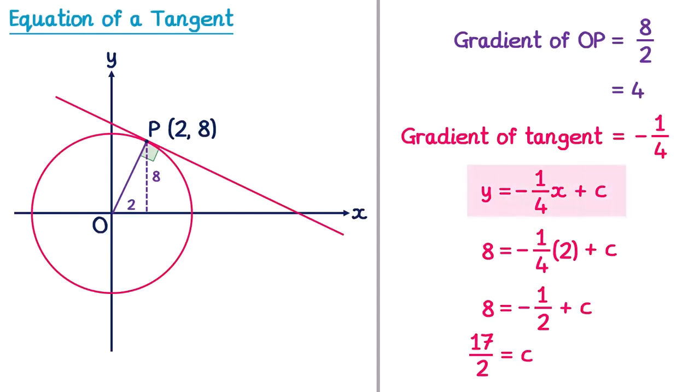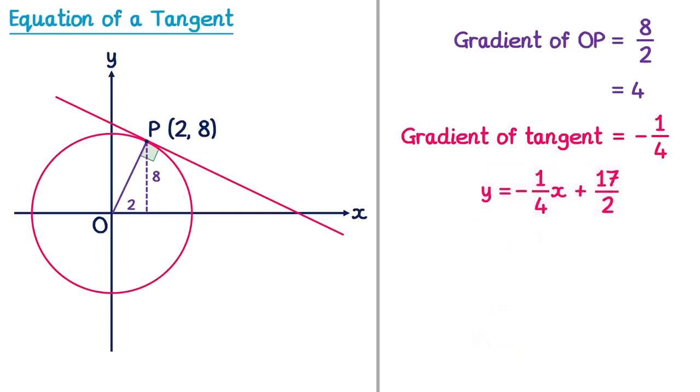Now we go back up to the equation here and replace the c value with 17/2. So the equation of the tangent to this circle at the point P is y equals negative 1/4 x plus 17/2. Let's just summarize the steps of what we did.